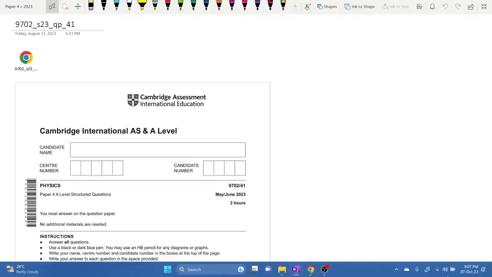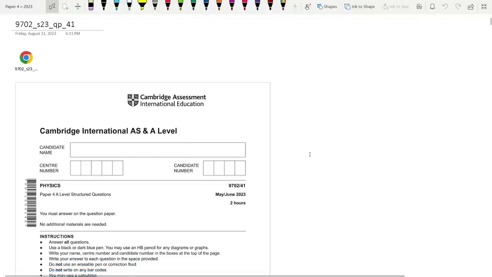Hi everyone, we're solving this physics paper today. This is 9702, May June 2023, paper 4.1, as you can see over here. 9702, paper 4.1, May June 2023, physics, paper 4, A-level structured questions.